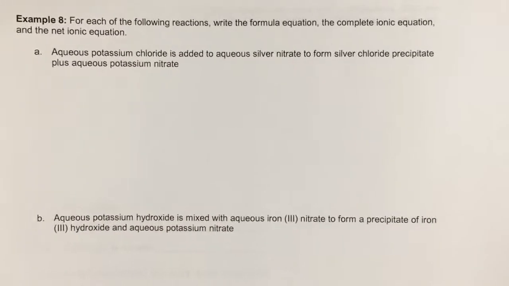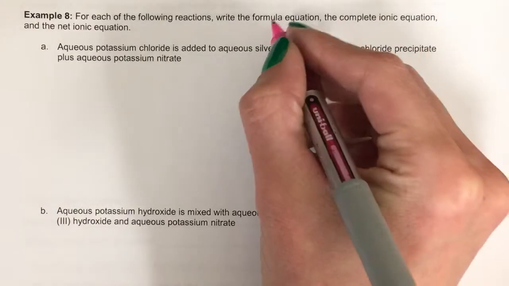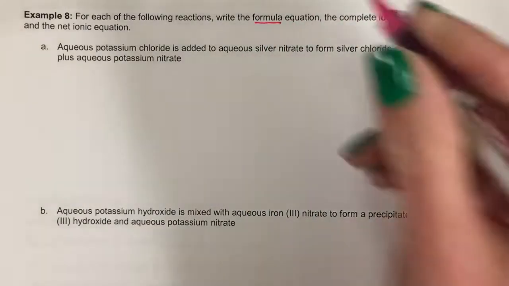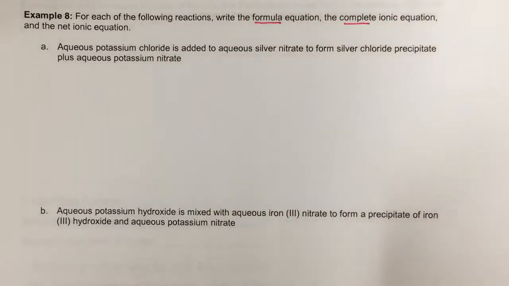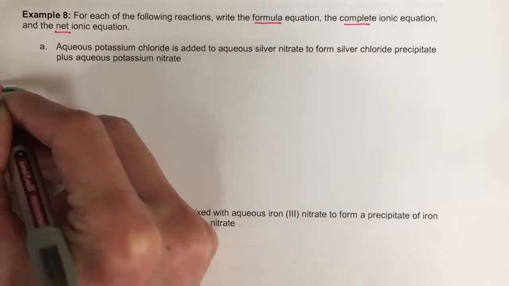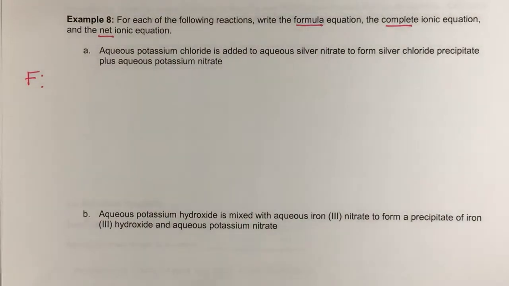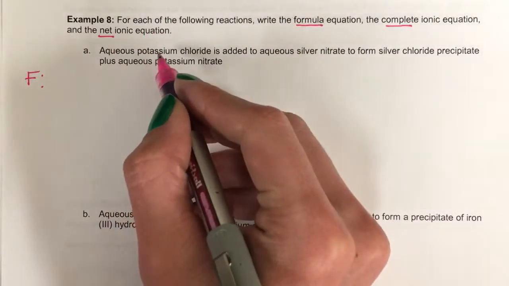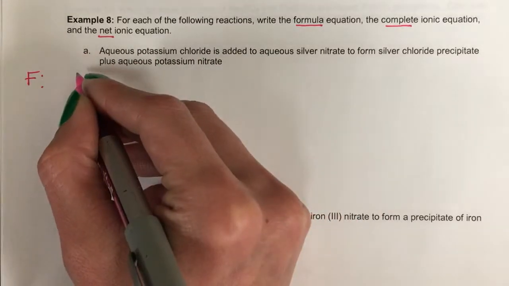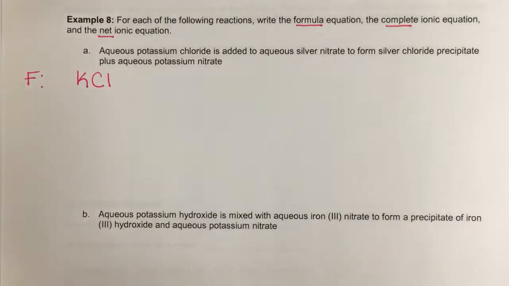So here we're going to write some equations, and they give us our equations in words. I'm going to write the formula equation, the complete ionic equation, and the net ionic equation. I'm going to label these F for formula. I've got aqueous potassium chloride. Potassium is K, chloride is Cl. Because it's an ionic compound, I need to check and make sure that my charges are balanced.